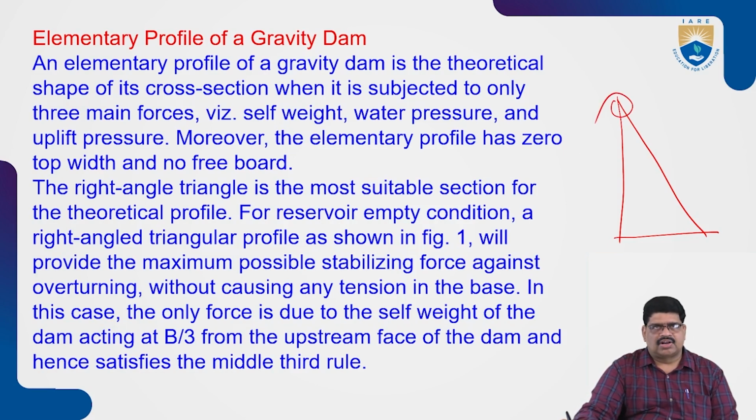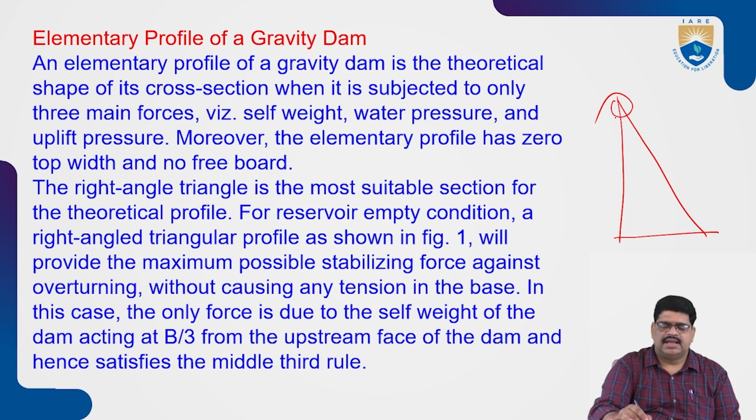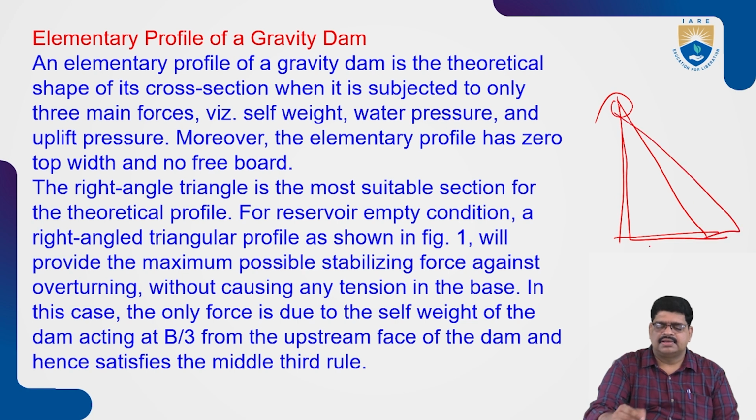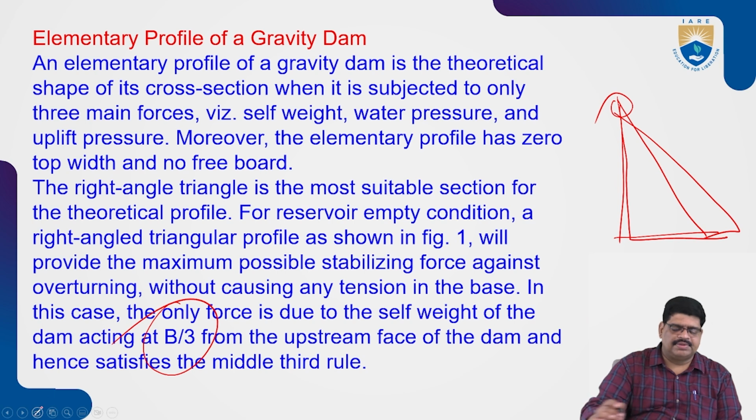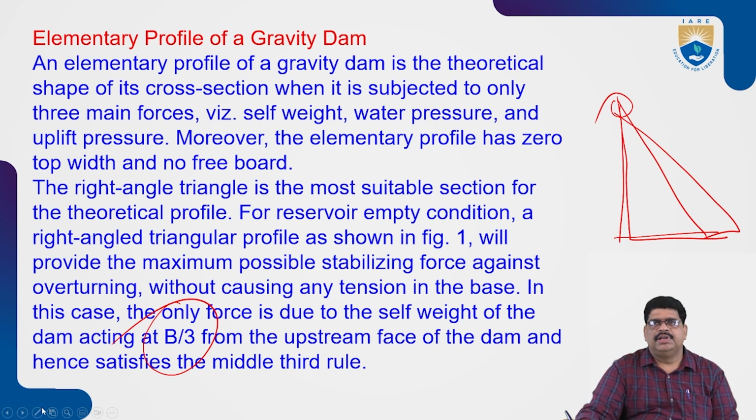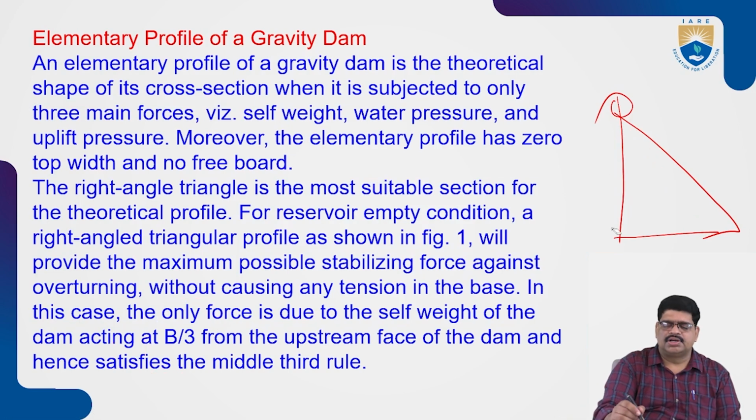Next, a right angle triangle is the most suitable section for the theoretical profile. As I told, the right angle triangle is the most suitable section for explaining the practical elementary profile. As shown in the figure, it provides the maximum possibility of stabilizing against the force and overturning without causing any tension in the base. In the case of base width, B by 3 is affected from the dam and hence it satisfies the middle third rule. We call it B by 3 from the base, which is equal to the middle third rule.